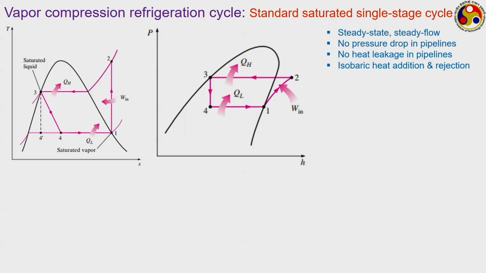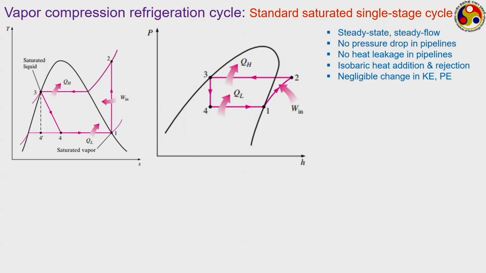And also I should add that we are assuming the compression process to be isentropic, and we are neglecting any kind of pressure drop that may take place when the refrigerant passes through the evaporator and condenser. Then heat addition and heat rejection are isobaric with no pressure drop during them, and we are neglecting any changes in kinetic and potential energies.